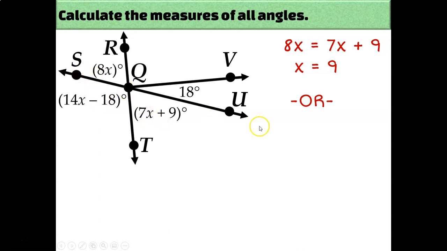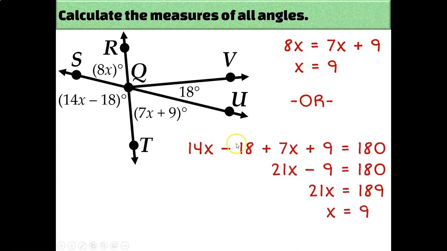Since QS and QU are opposite rays, and angle SQT and TQU share side QT, that makes the 14x minus 18 degrees angle and the 7x plus 9 degrees angle a linear pair. And since they're a linear pair, they must be supplementary, which means they add up to 180. So I would say 14x minus 18 plus 7x plus 9 equals 180, and then solve that all out. So I combine like terms, I added 9 over to the other side, and I divided by 21, and once again I got an answer of x equals 9.